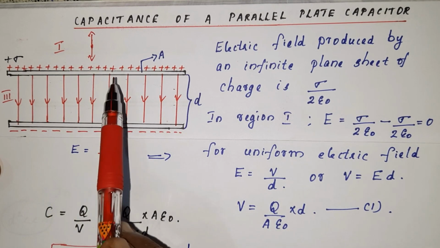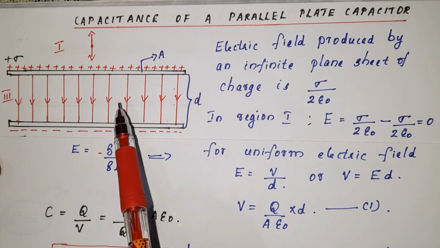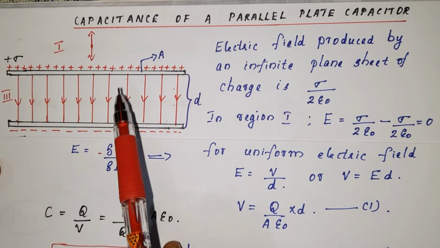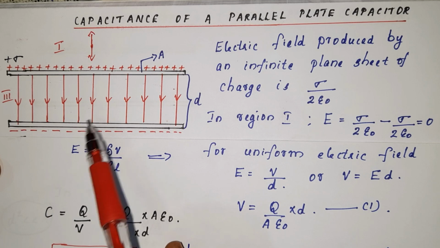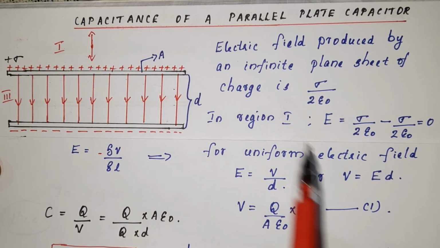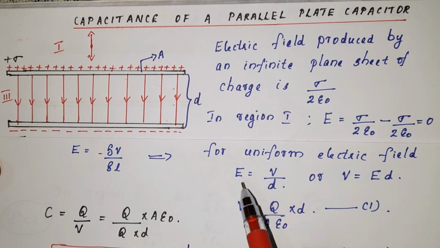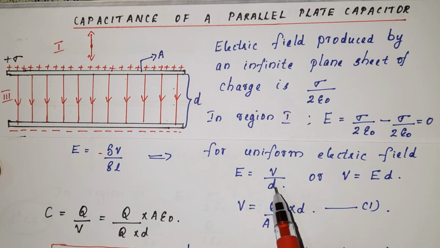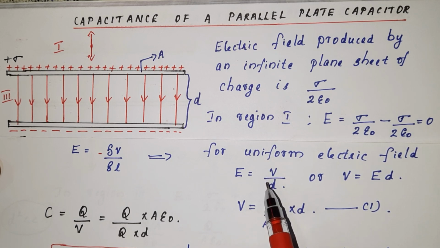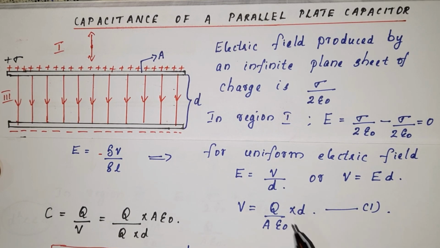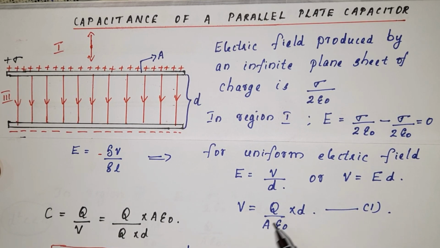Between the two capacitor plates, there is a field, and that field is a uniform electric field. How much is that uniform electric field? Sigma by epsilon 0. So for a uniform electric field, we can use the equation E is equal to V by D, where D is the separation between the two capacitor plates. So V is equal to E D, and V is equal to Q by A epsilon 0 into D.